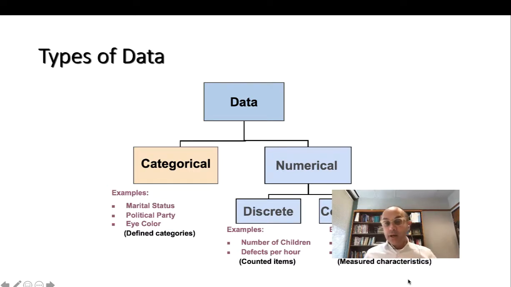Numerical data usually is divided into two parts: discrete versus continuous. Discrete is the idea of the number of children. It's counted items. It's something that we can count, and we are measuring the items involved. Continuous is measuring the characteristics.